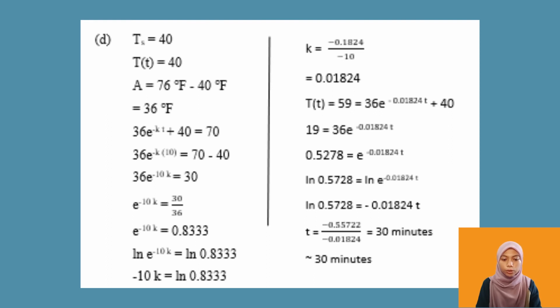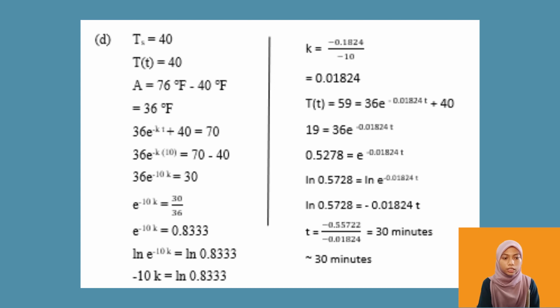equals 0.8333. So we need to take ln on both sides to eliminate the exponent, and we will get negative 10K equals ln 0.8333. And then the K value is 0.01824. So now we can find the time for the coffee to reach 59 degrees Fahrenheit at the temperature of surrounding 40 degrees Fahrenheit.